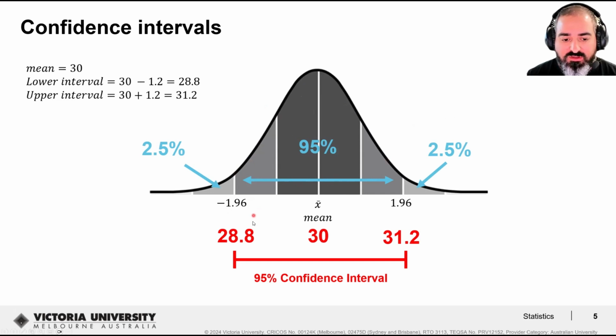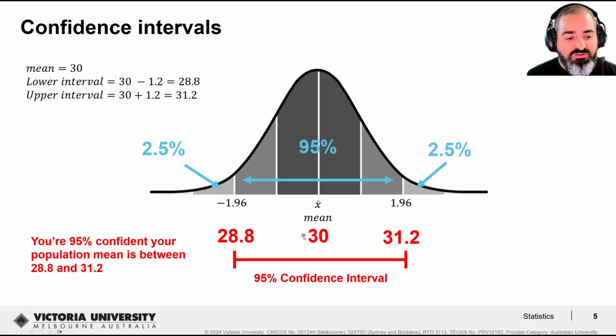So the lower limit again, 28.8, and then the upper 31.2. And so you could say that you're 95% confident that your population mean, that is the mean of VU students based on your sample of 100, is between 28.8 and 31.2.